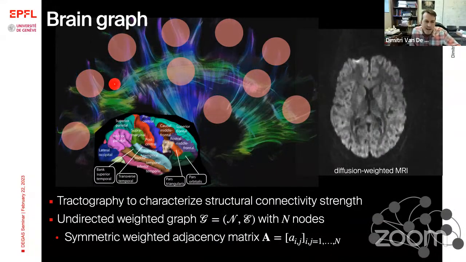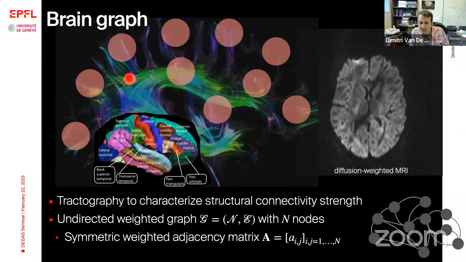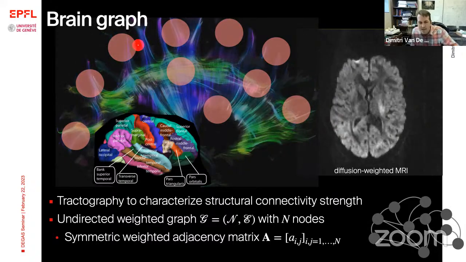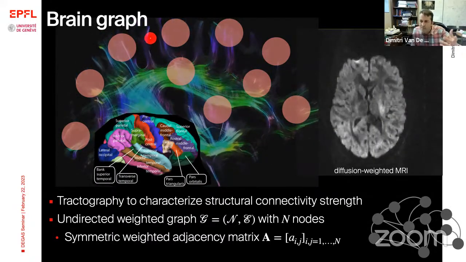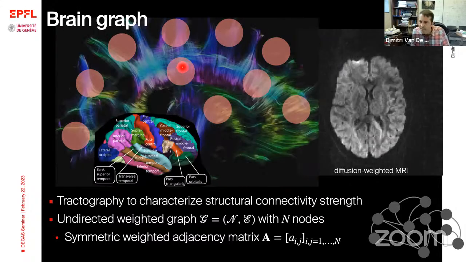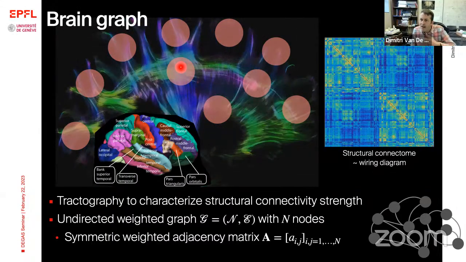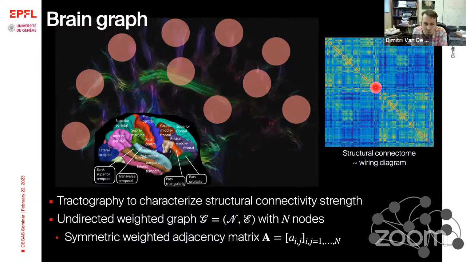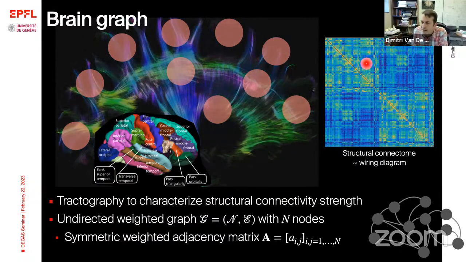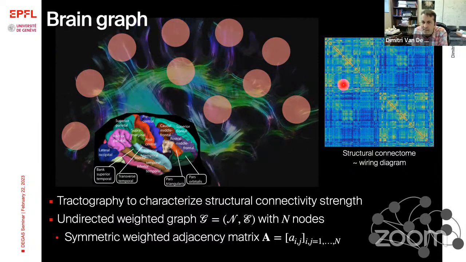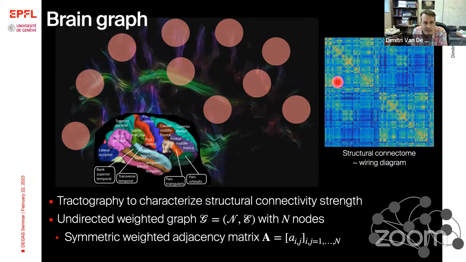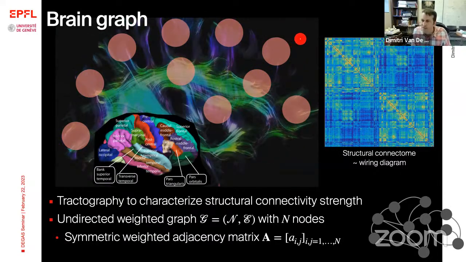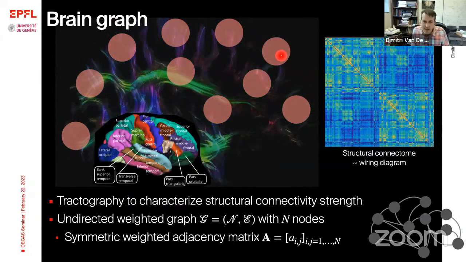And that can be all combined into a graph representation where the nodes will be the brain regions and the edge weights that you store in a weighted adjacency matrix will be extracted out of these streamlines. And if you put it all together, this adjacency matrix might look like the one over here, which we refer to as a structural connectome, or if you like, a wiring diagram of the brain. And in this case, the atlas was the so-called Glasser atlas, which contains about 360 regions, so 180 regions per hemisphere. So that's the brain graph.